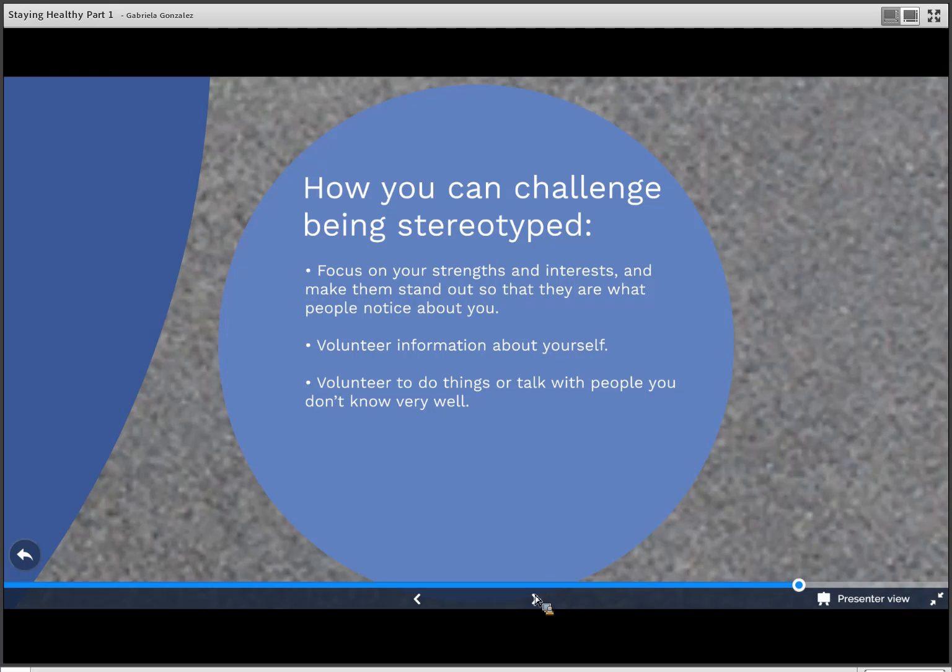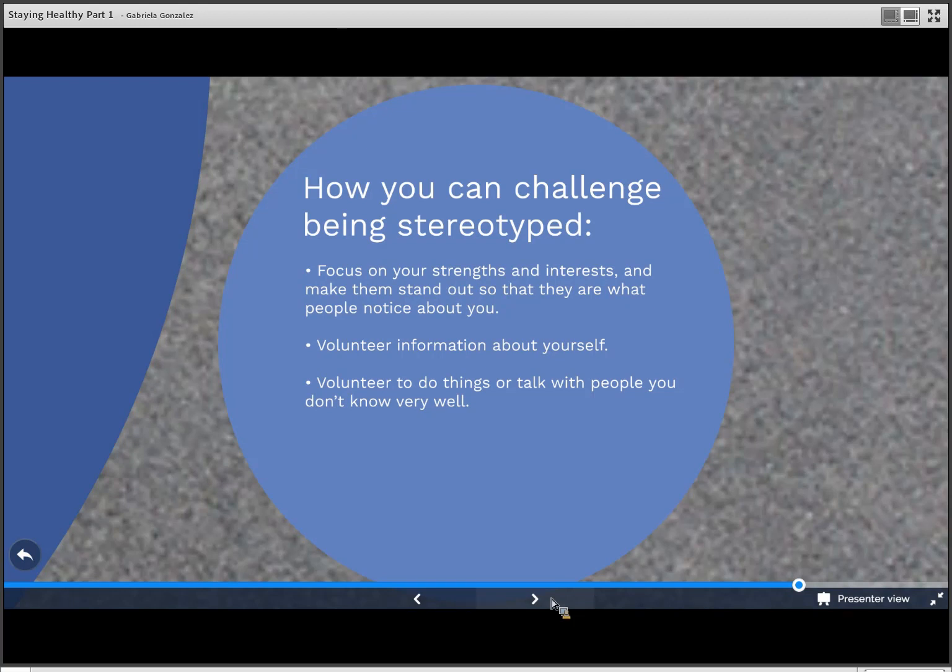But the 3 I want to share with you is focus on your strengths and interests and make them stand out so that they are what people notice about you. Volunteer information about yourself. Volunteer to do things or talk with people that you don't know very well. A lot of the times, we also have some preconceived notions that other people are not going to be welcoming of us, right? But really breaking those ideas that we might be forming in our minds and getting out of our comfort zone.